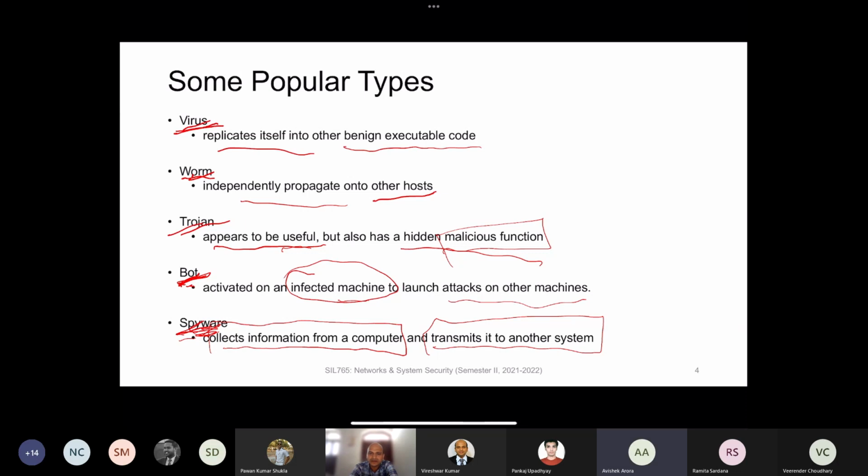Sir, it is also possible that these antiviruses can also contain viruses and trojans. So, is there any way to detect those things as well?